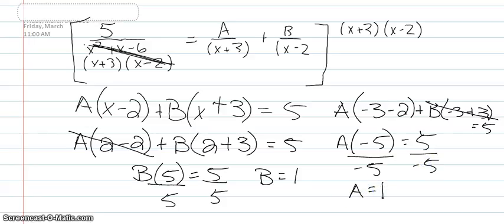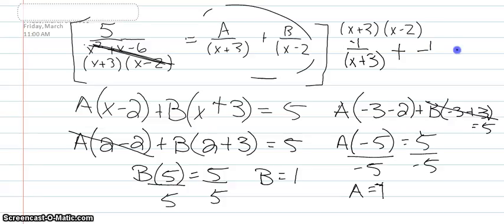And then to put it back in the problem, you just substitute a and b in for this equation. So it's going to be 1 over x plus 3 plus, this is a negative 1, plus 1 over x minus 2 equals 5.